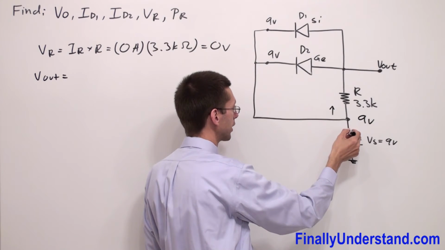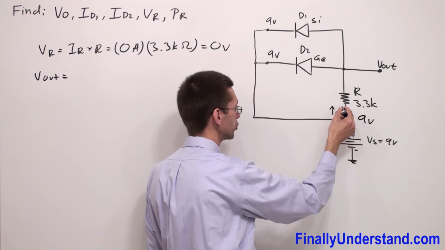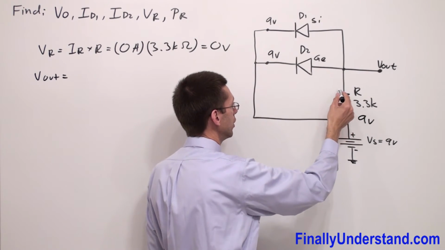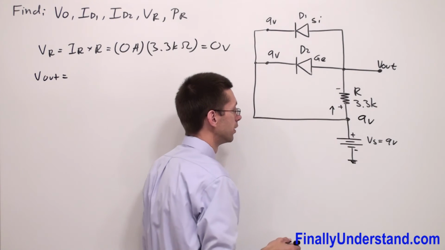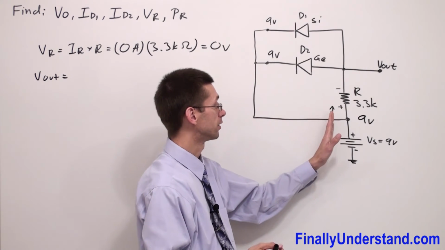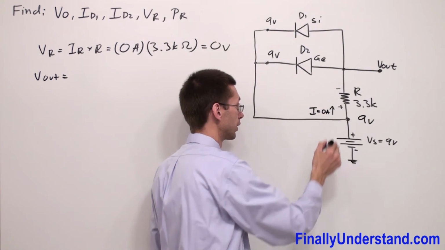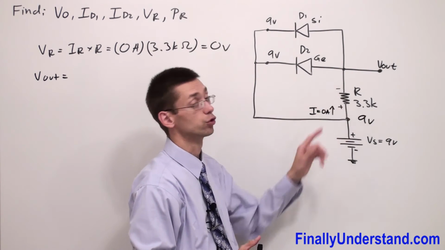So anytime current is entering the component, we're supposed to write what? The positive sign. Anytime it is leaving the component, we're supposed to write the negative sign, right? Even if I is equal to 0 amps, okay, we can always write these two signs.